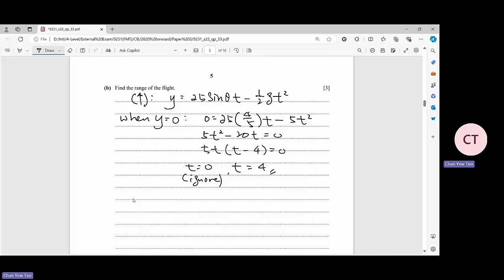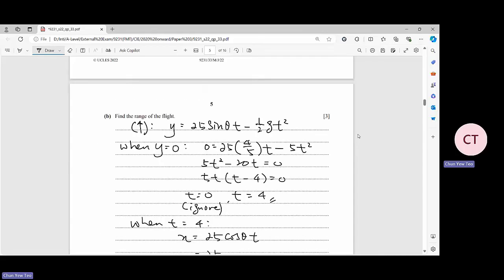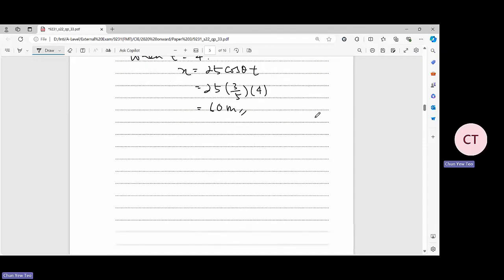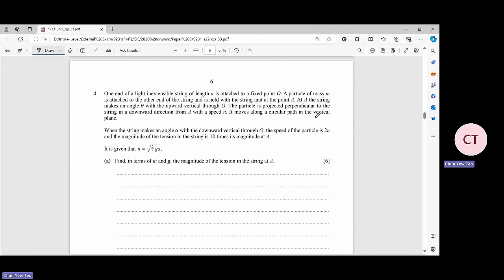So to find the range of the flight, the range of the flight is x. So when t equal to 4, your x is 25 cos theta d. From the triangle that we have above here, cos theta will be 3 over 5. So we put 3 over 5, d is 4. Press the calculator, you will get 60 meters. That will be the range of the flight. Now we move on to question number 4.